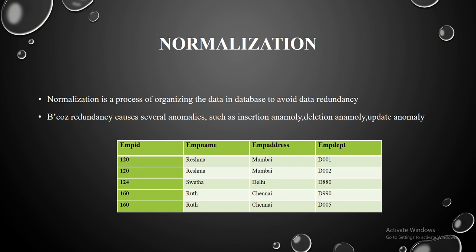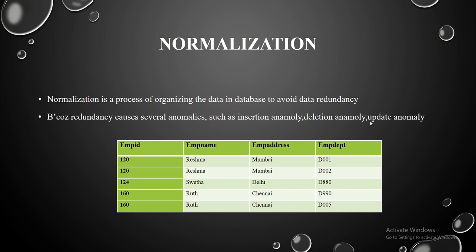anomalies such as insertion anomalies, deletion anomalies, and updation anomalies. Anomalies in the sense problem. We can't insert valid information in the table and we can't delete the data. If we try to delete some data, it will delete some other data also. So that is called deletion anomalies and update anomalies.